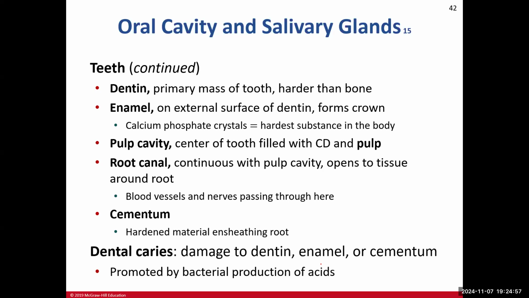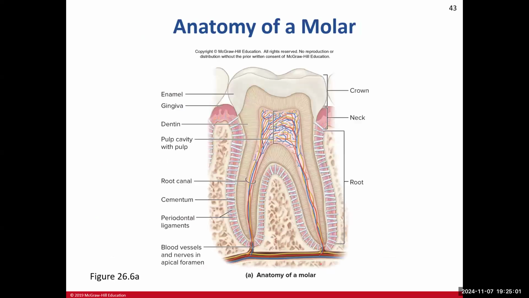Dental caries are just a fancy way of talking about a cavity. And so it chews through all of that material there.